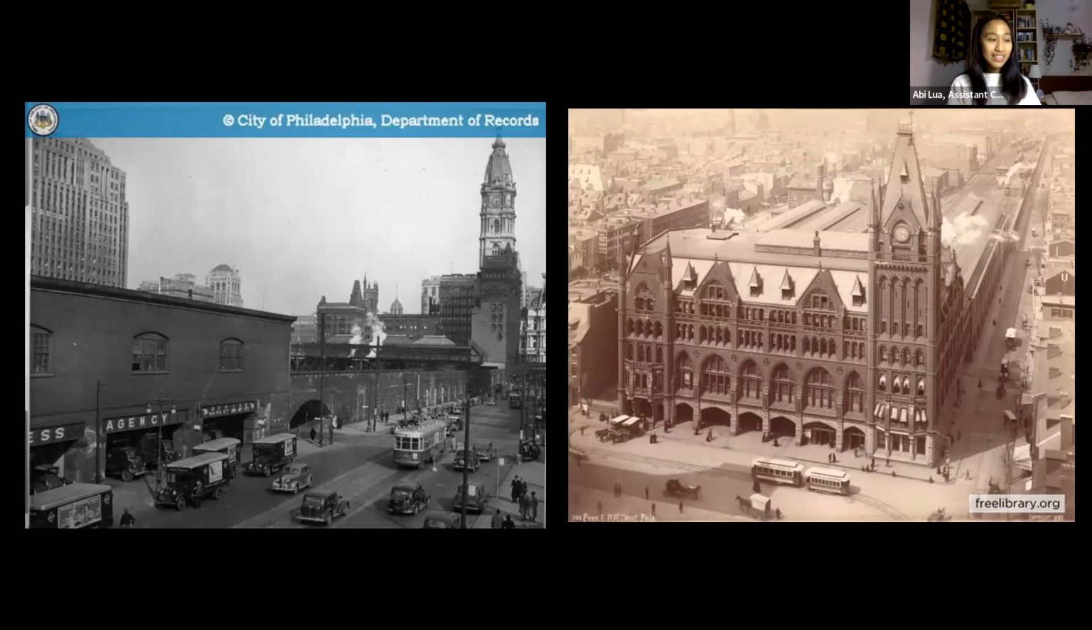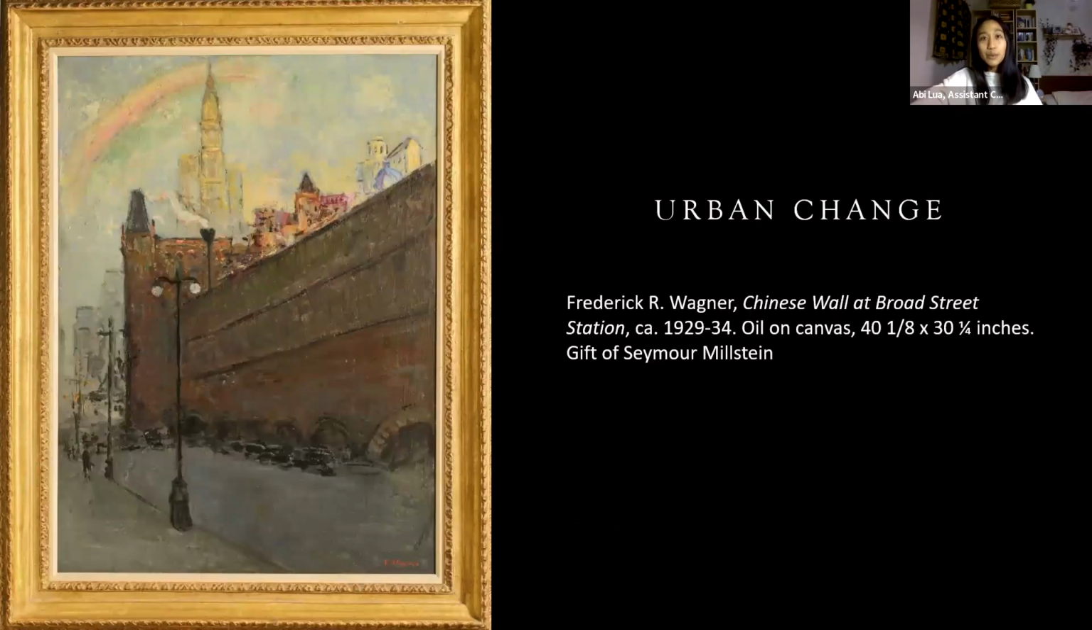And then ultimately, the viaduct was demolished in 1953, so it's no longer there. So in many ways, Frederick Wagner's painting is an archive of a former train station, of a former structure in the city.